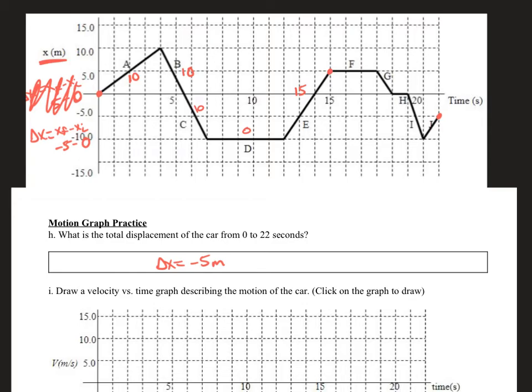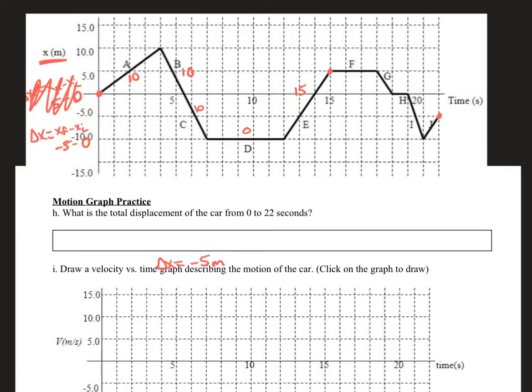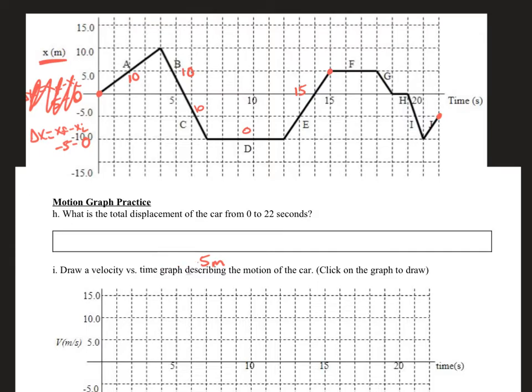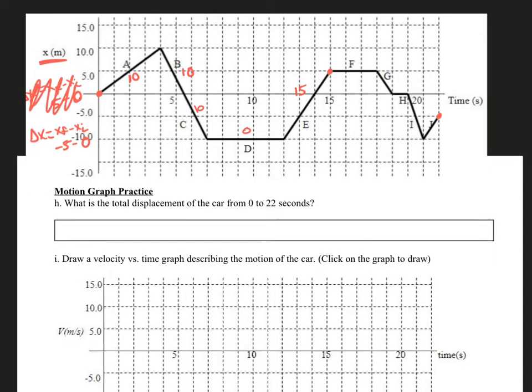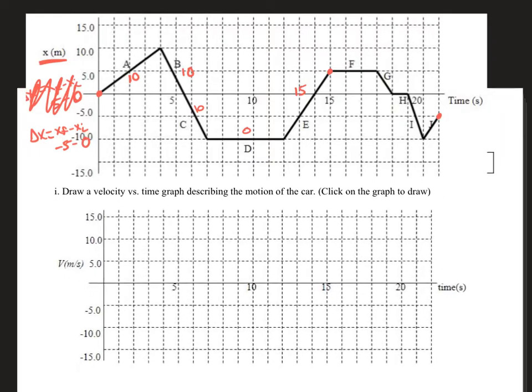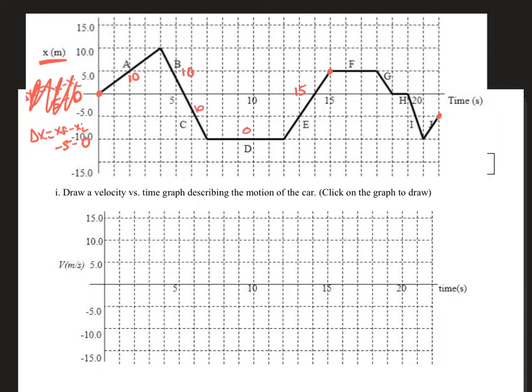So now let's draw a velocity graph. Let me group these real quick. Okay. So now draw a velocity graph describing the motion of the car from this position graph. So just like last time, to get velocity from a position graph, I take the slope. So the question is, what's the slope of each section?